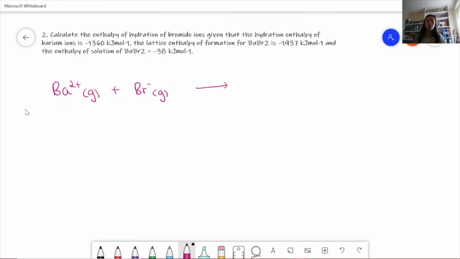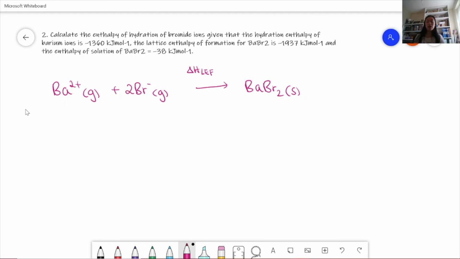And this should form barium bromide. And this is the solid ionic compound. This will give us the delta H of lattice enthalpy of formation. And now we need to balance the equation, so we need 2 bromide ions.